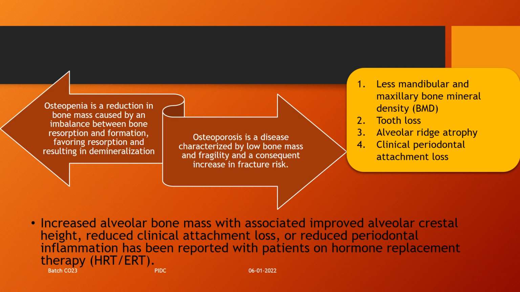This is mainly due to lower mandibular and maxillary bone mineral density, which ultimately leads to tooth loss due to bone loss, alveolar ridge atrophy, and clinical periodontal attachment loss. Increased alveolar bone mass with improved alveolar crestal height, reduced clinical attachment loss, or reduced periodontal inflammation has been reported in patients on hormone replacement therapy.